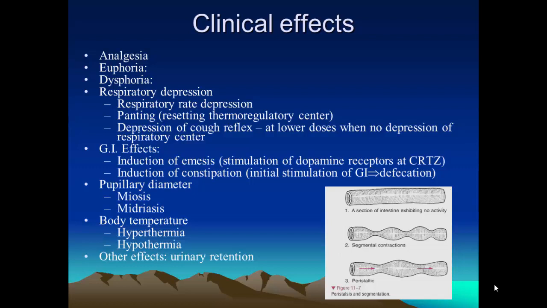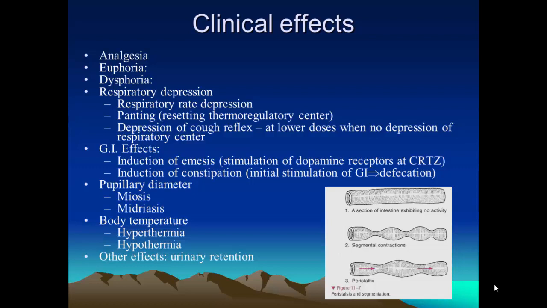Now, another interesting effect, one that are changes in the pupillary diameter, and this also varies depending on the species. Again, two opposite effects, and on this occasion they tend to be very species specific. Dogs and humans tend to get meiosis, whereas cats, ruminants, and horses develop mydriasis.